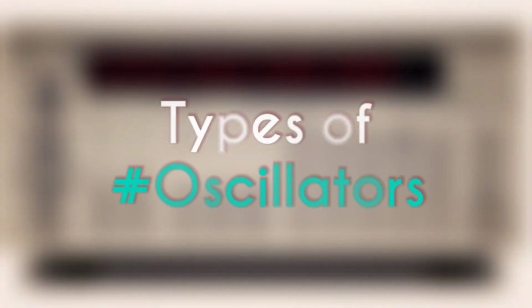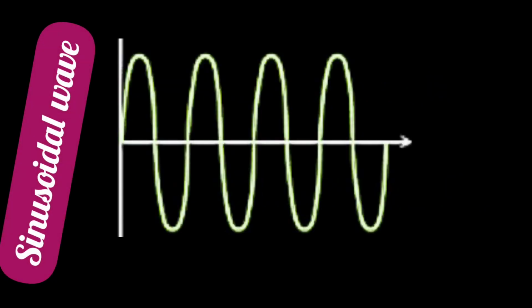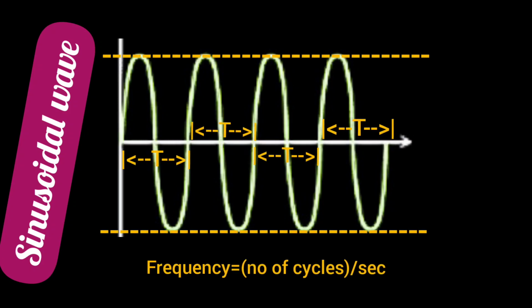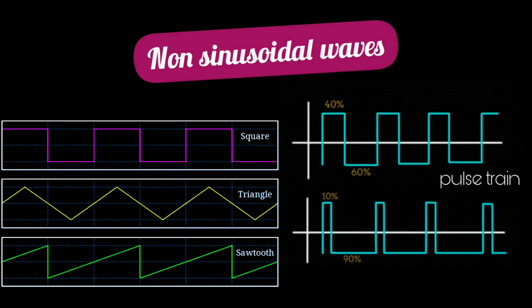There are basically two types of oscillators: sinusoidal oscillators, also called harmonic oscillators, and non-sinusoidal oscillators, also called relaxation oscillators. A sinusoidal oscillator generally generates a purely sinusoidal waveform of constant amplitude and frequency, whereas non-sinusoidal oscillators generate a complex non-sinusoidal waveform that varies very quickly from one condition of stability to another. Examples of non-sinusoidal oscillators are square wave, triangular, sawtooth, and train of pulses.